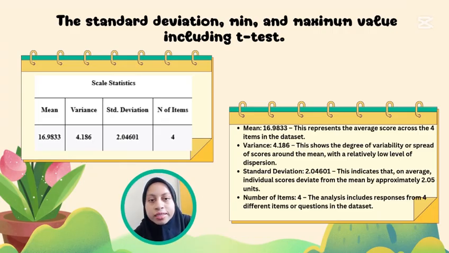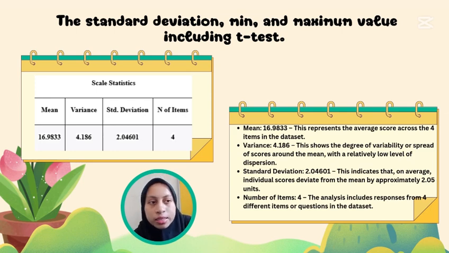Okay, the first slide is the standard deviation, mean and maximum value including t-test. Before I start explaining about this scale statistic, I want to tell everyone the meaning of mean, max, and standard deviation. Mean and max define the range of your data from the smallest to the largest data value. Standard deviation helps you to understand how much the values deviate from the average. Okay, now I read the scale statistic from this table.